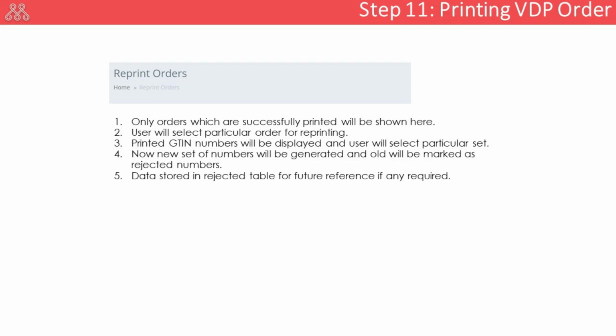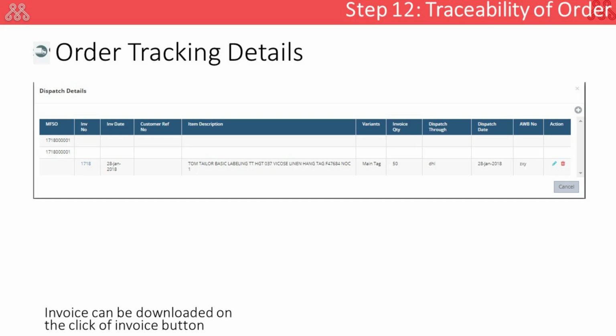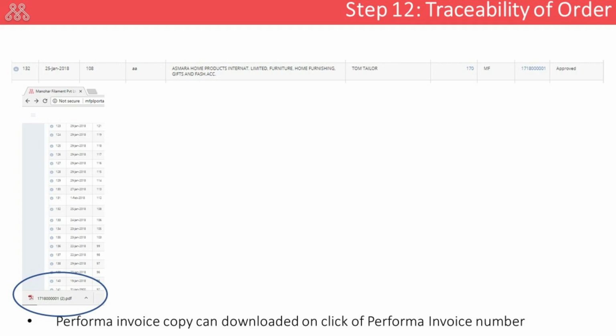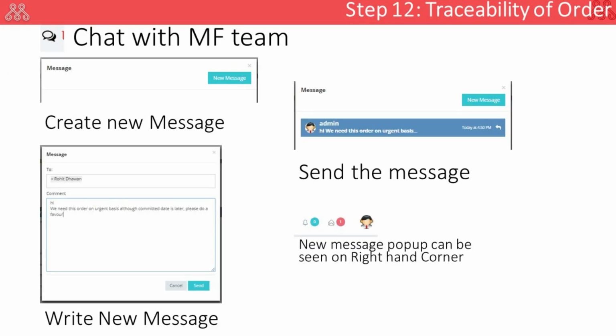Beyond order placement, the Manohar Filaments system provides full order traceability, including dispatch information. Sales quotations or pro forma invoices can also be downloaded immediately after order placement. The customer also has access to a live chat feature with Manohar Filaments.